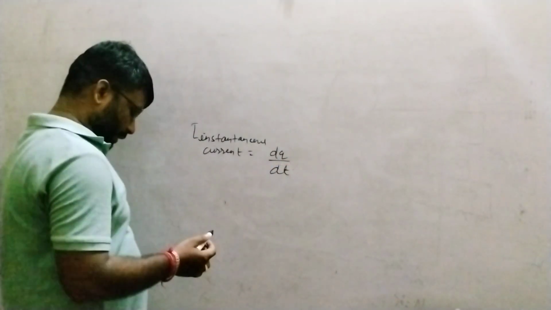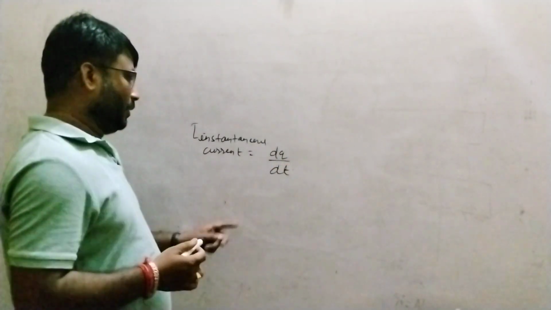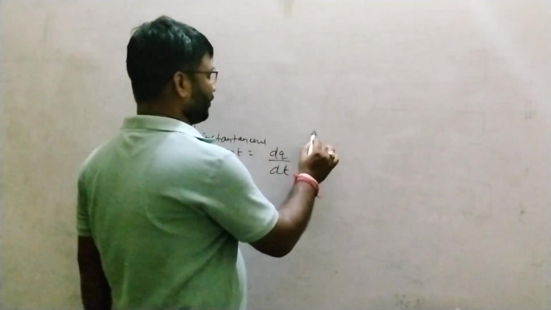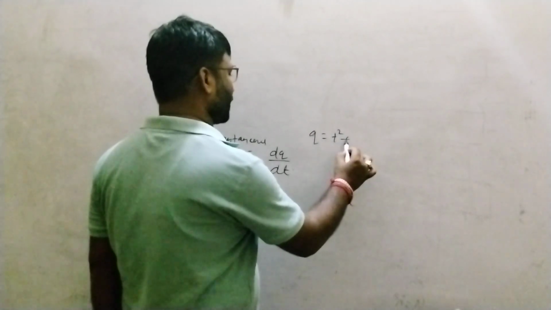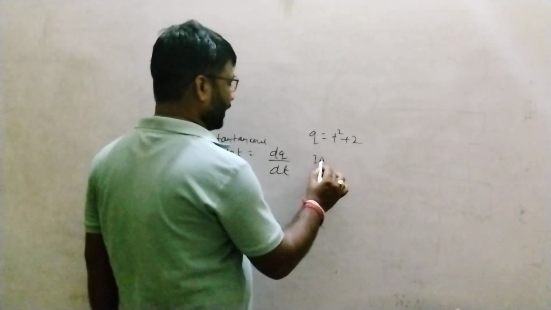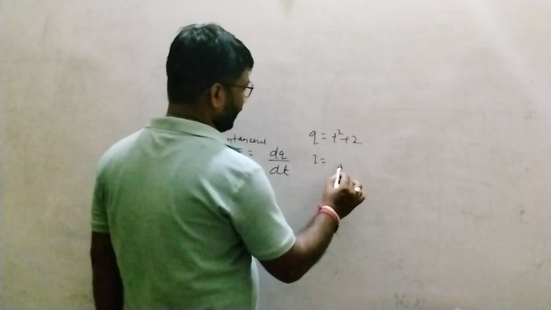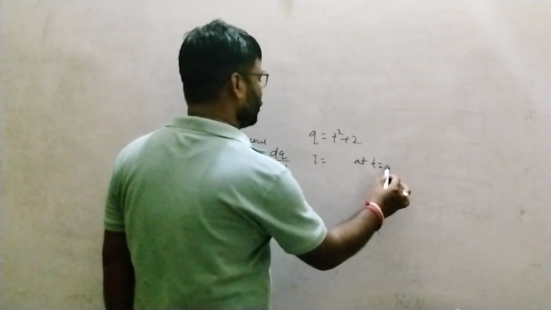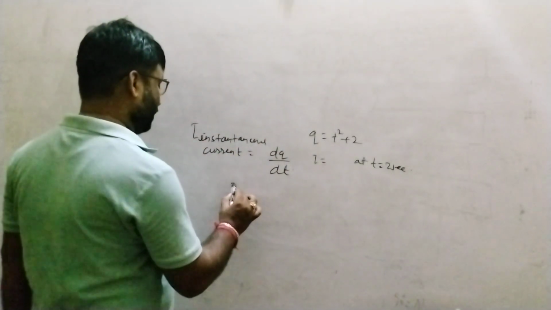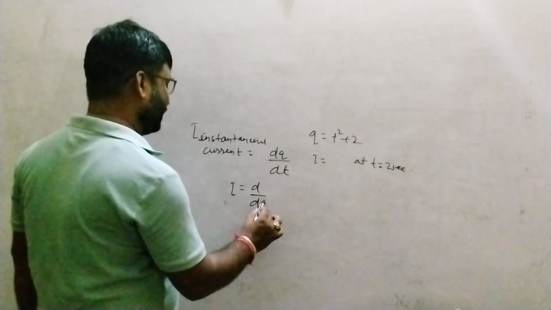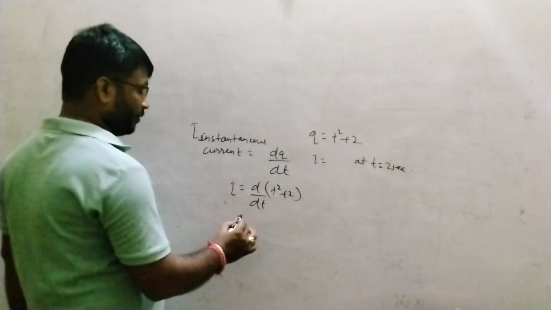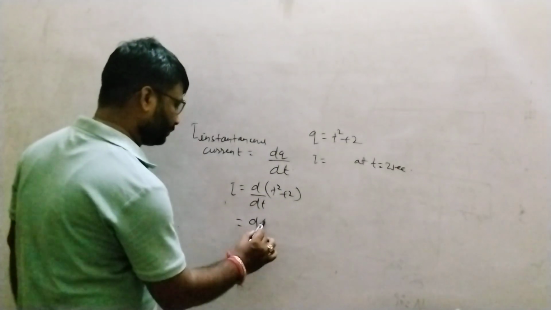When this current is going to find, when the q is a function of time, suppose if q is given as t square plus 2 and now you have to find the value of current I at t equal to 2 second. In that case we will get I equal to dq by dt equal to d by dt of t square plus 2. We will differentiate this.